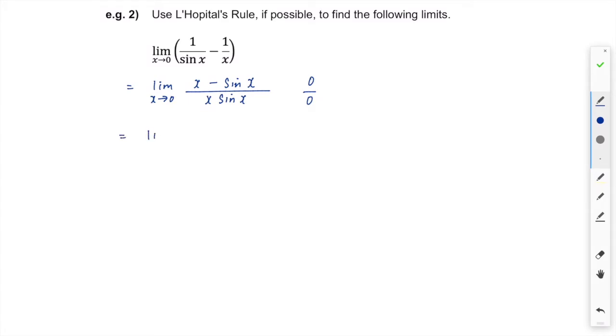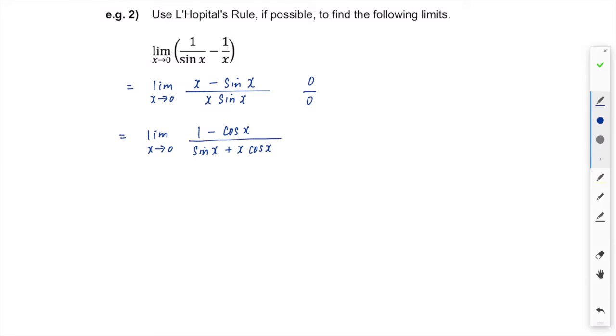So now we will take the derivative of this function. So 1 minus cos x. I need to use the product rule in the denominator. So the derivative of x is 1 times sine x, and then plus x times the derivative of sine, which is cos x.